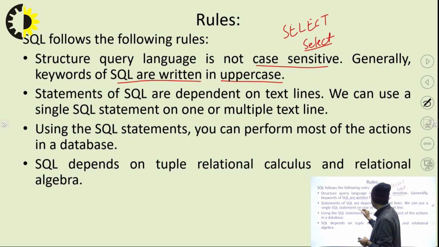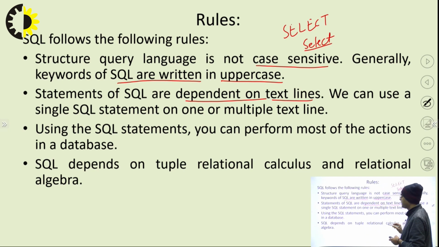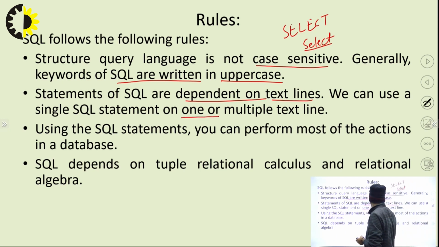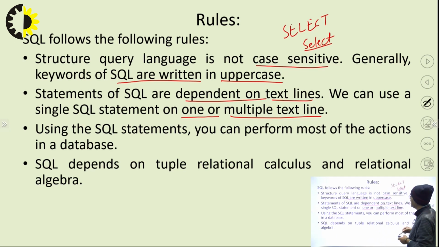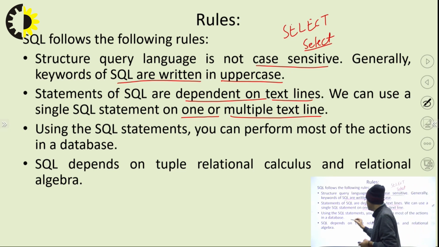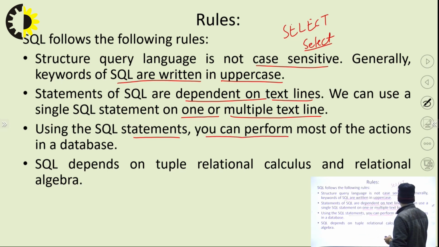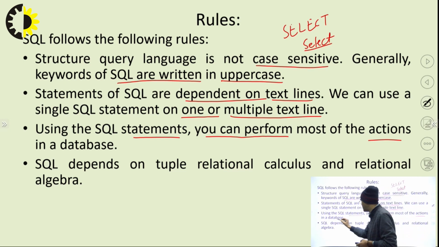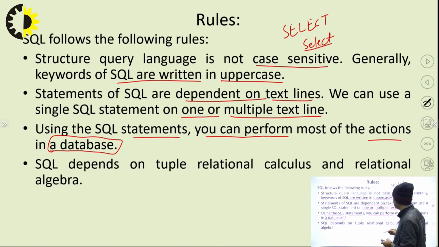Whatever the statements of SQL are, they are dependent on text lines. We can use a single SQL statement on one or multiple lines. Let's suppose we are writing a query. We have to write the query either in a single line or in multiple lines. The third rule is that by using SQL statements, you can perform most of the actions in a database. Whatever operation we want to perform on a database, by using SQL statements we can do such operations.